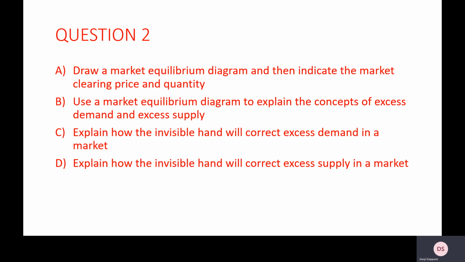That kind of brings in C as well. Then finally, D is how the invisible hand will correct excess supply in a marketplace. So guys, B, C and D are about the concept of excess demand and excess supply. So hit pause, write down your answers. When you're happy with what you've written down, hit play and we'll carry on with the rest of the video.